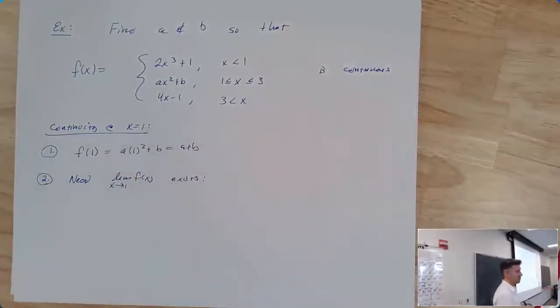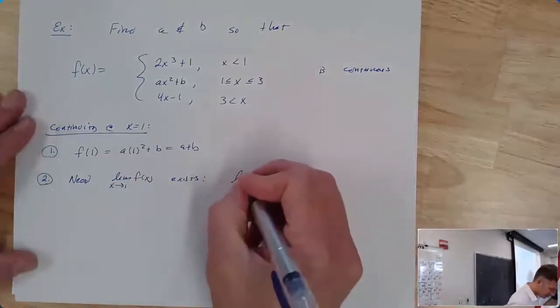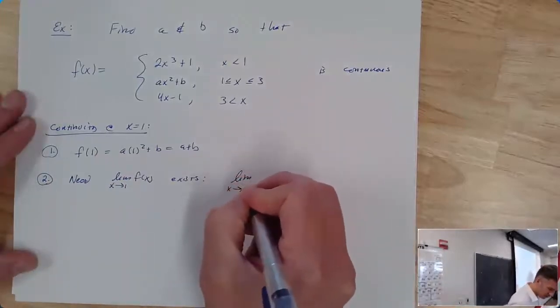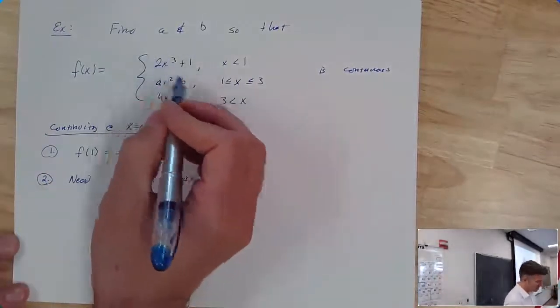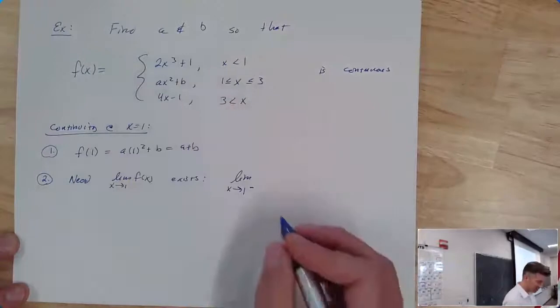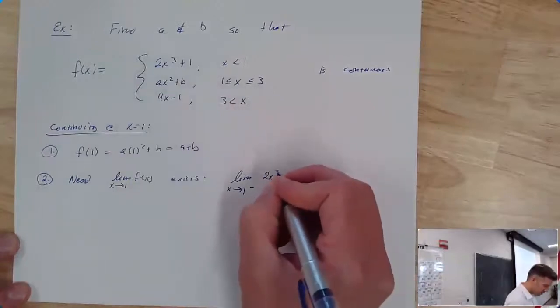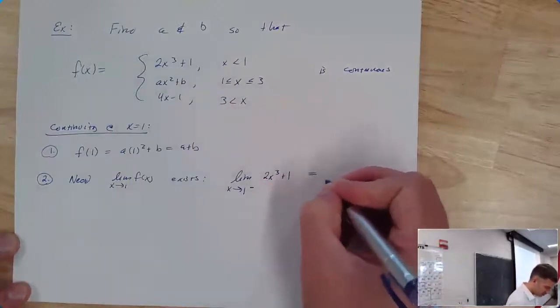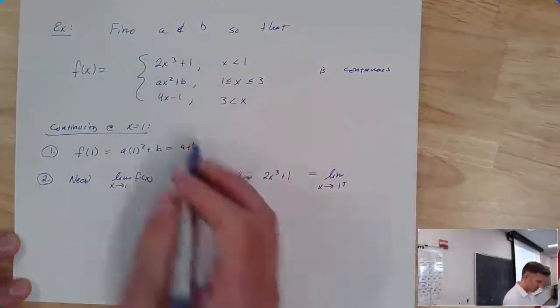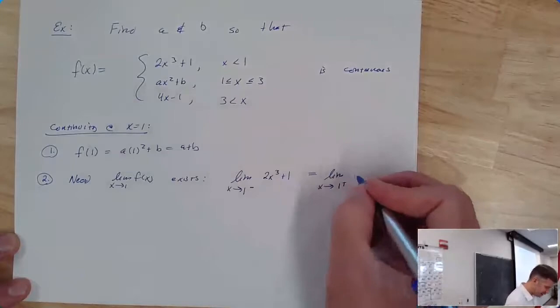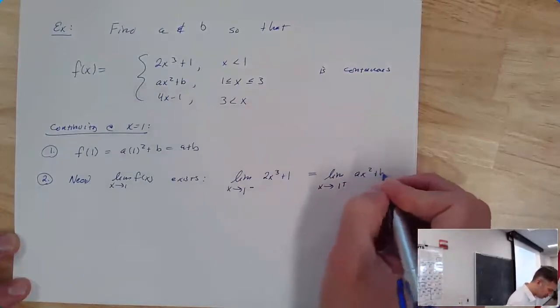To that end, and for most piecewise functions, you need the left and the right hand limit to be the same. So we need the limit as x approaches 1 from the left of f of x, which is going to utilize this piece of the piecewise function, the 2x cubed plus 1, because that's where x is less than 1. We need that to equal the limit as x approaches 1 from the right, which is the limit as x approaches 1 from the right of ax squared plus b.